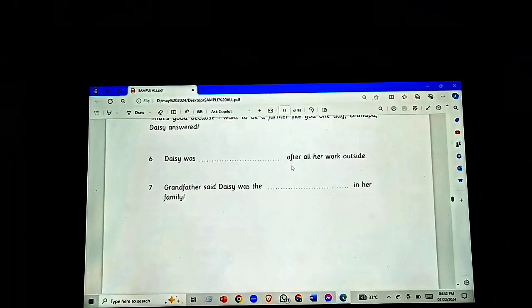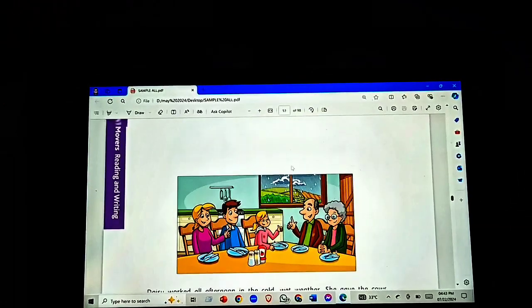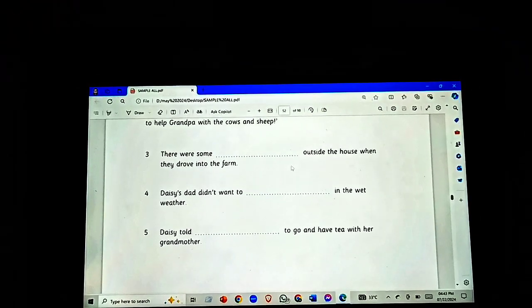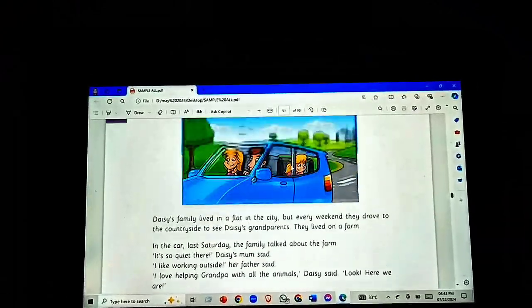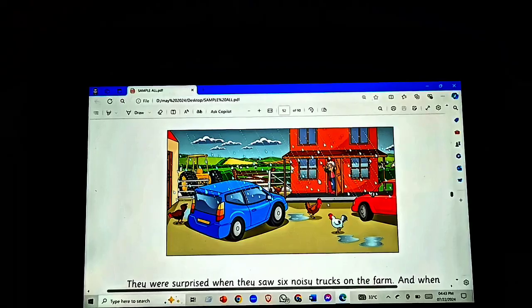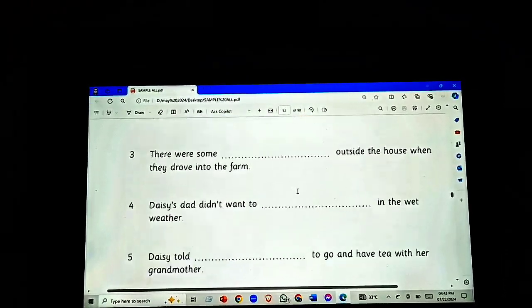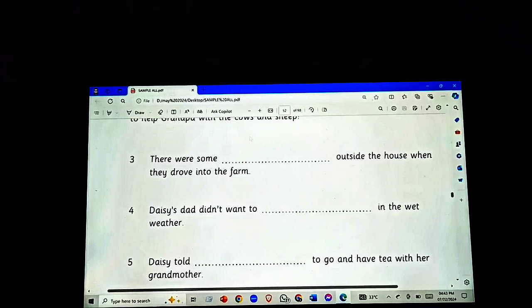You have to remember you cannot use more than 3 words. So you have to use maximum 3 words and minimum 1 word. Again I am saying, you will see the pictures, you have to read the story, you have to understand the story, and based on your understanding you have to fill the gap. And while you are filling the gap, you can use maximum 3 words and minimum 1 word.